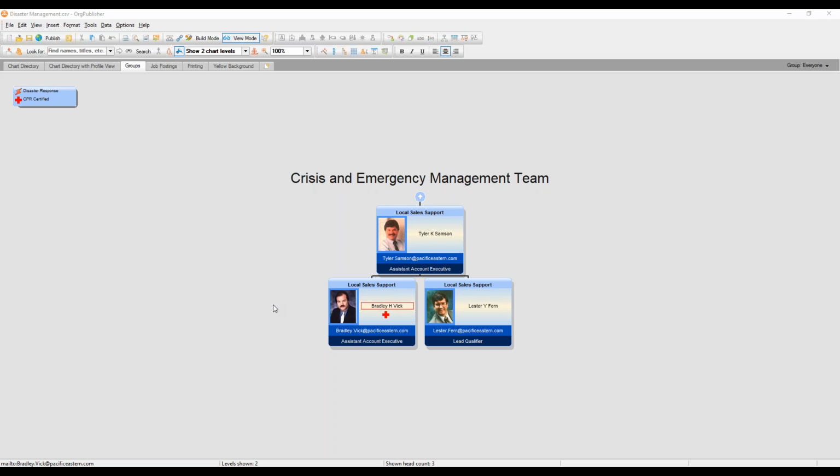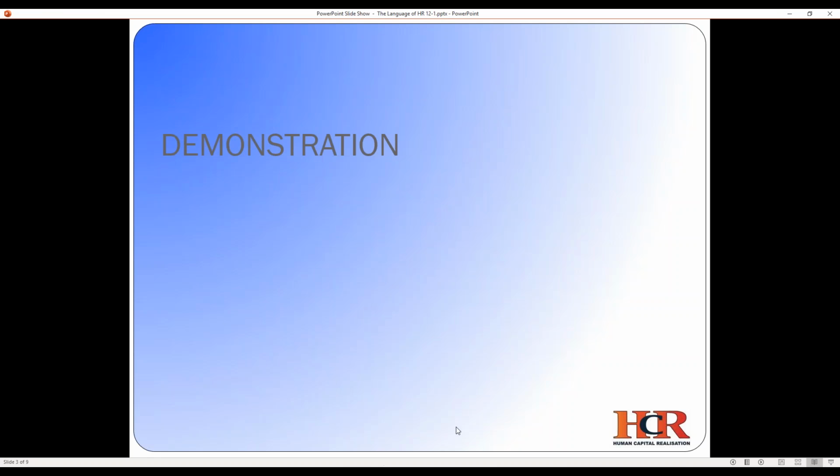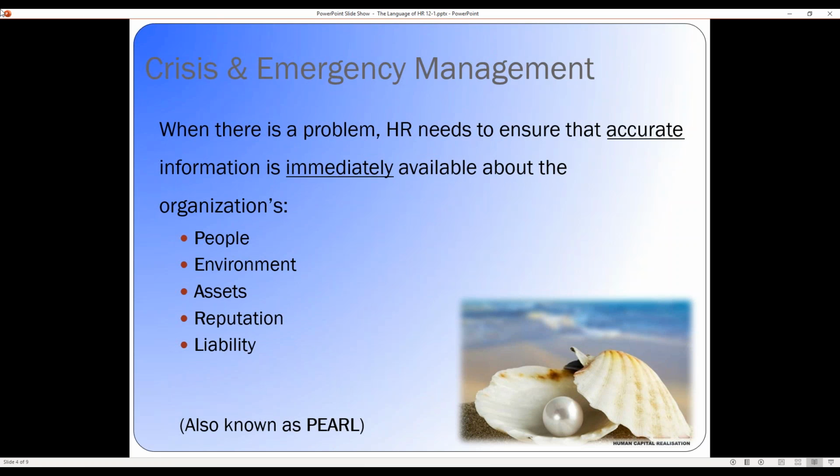So let's consider another situation. Let's just go back and have a look at our slides for a quick minute. All right. So typically in an organisation, there's a crisis and emergency management team. So this team focuses on 5 key things relative to the organisation, and that are the organisation's people, the environment that it operates in, the assets that it has, its reputation, and its liability. And these 5 things are often known by the acronym PEARL.